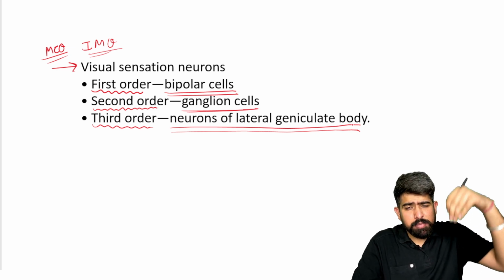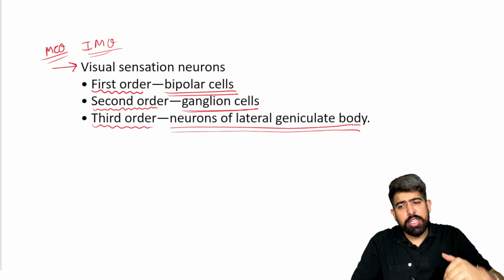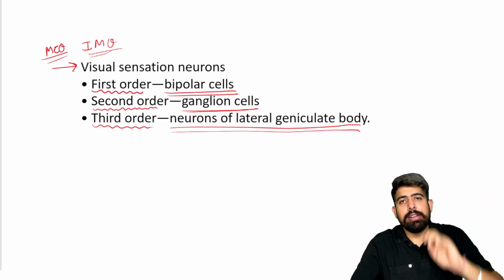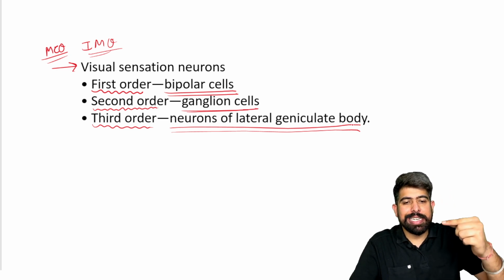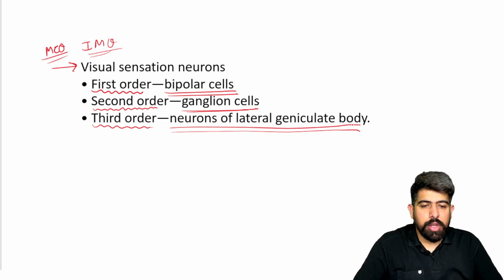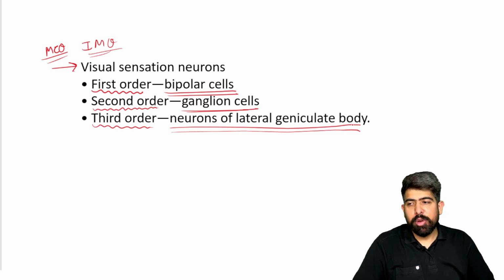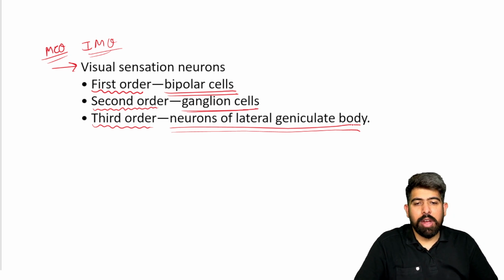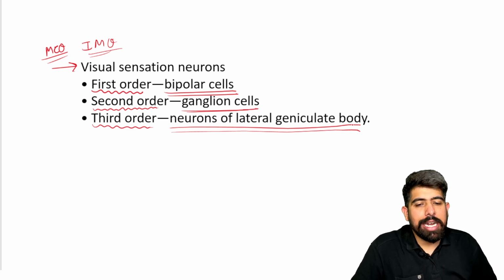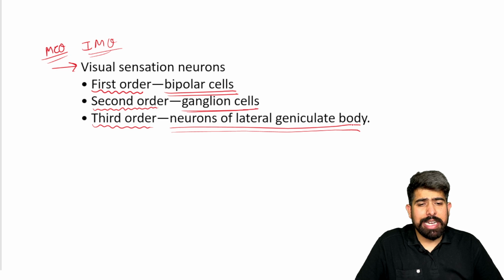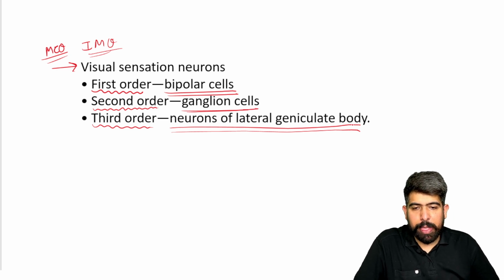As the light is coming like that, the visual perception goes again behind like that, right? So first it will be in the bipolar cell, then the ganglionic cell, then the neurons of the lateral geniculate body, moving forward. So this will be the order of your visual sensation neurons: first order neuron bipolar cell, second order neuron ganglionic cell layer, and the third is the neuron of the lateral geniculate body, right?